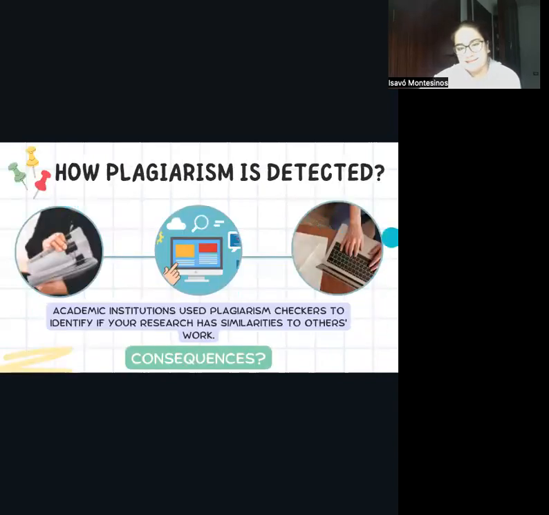How plagiarism is detected. Some academic institutions use technological tools in order to identify whether your text composition has similarities with other people's work. Actually, universities use a plagiarism checker to upload all the students' assignments in order to analyze if there are ideas in your work existing in other texts. If you have similarities, you may be accused of plagiarism.